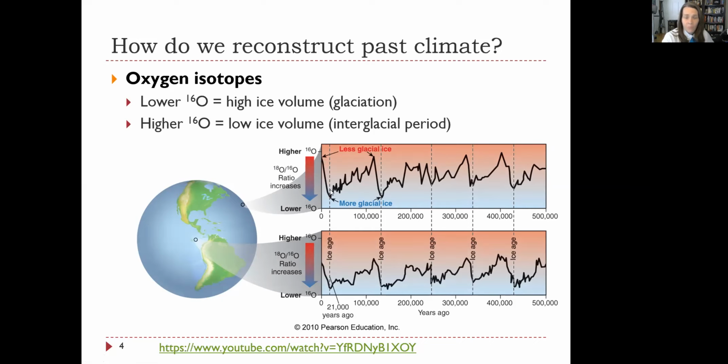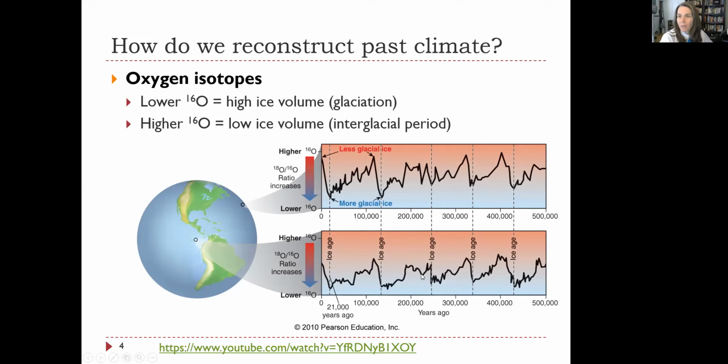And what you'll notice is that there is a pattern of increasing and decreasing ice over time. So we have periods of glaciation, and then we have what we call interglacial periods. Those are indicated here on the second diagram, where we have the ice ages, the interglacial periods, and another ice age, interglacial, then another ice age.